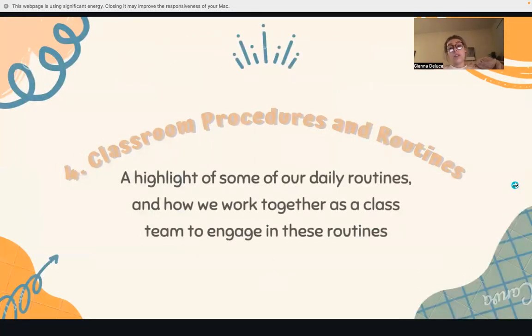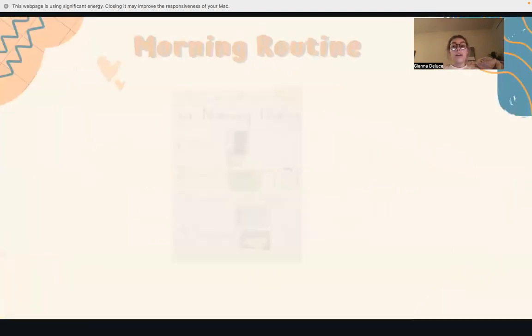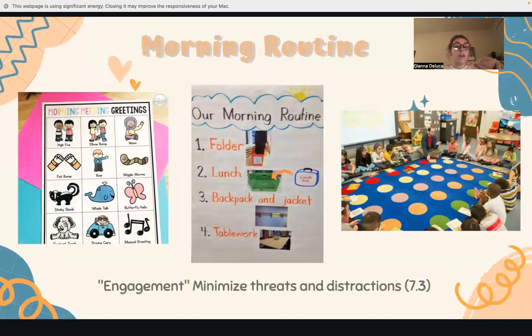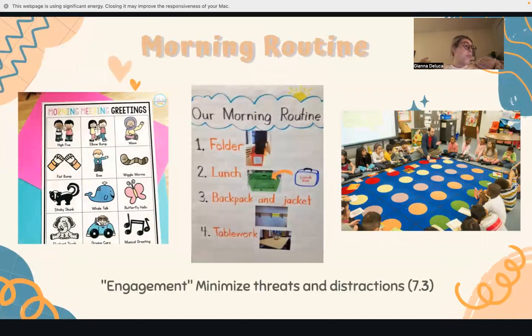We then have our classroom rules and routines. So this is just highlighting some of our daily routines, how we work together as a class team to engage in these routines. First of these routines, morning meeting. Morning meeting is very important to young kids. Routine creates stability and familiarization in a child's life.